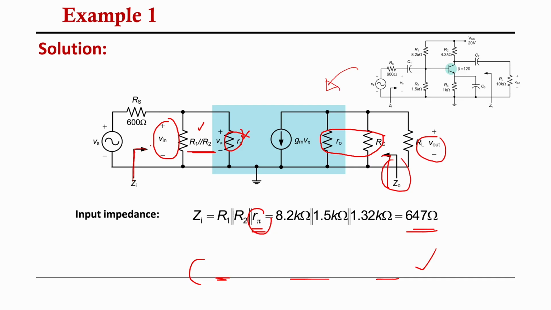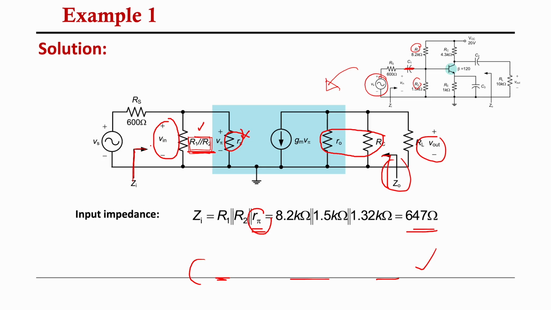Alright, before we solve this, you need to draw the equivalent circuit first. So here is your VS, and here is your RS. In this low frequency, the capacitor will be a short circuit, so it will be a straight line. And then we have R1 and R2, which are in parallel, R1 and R2.